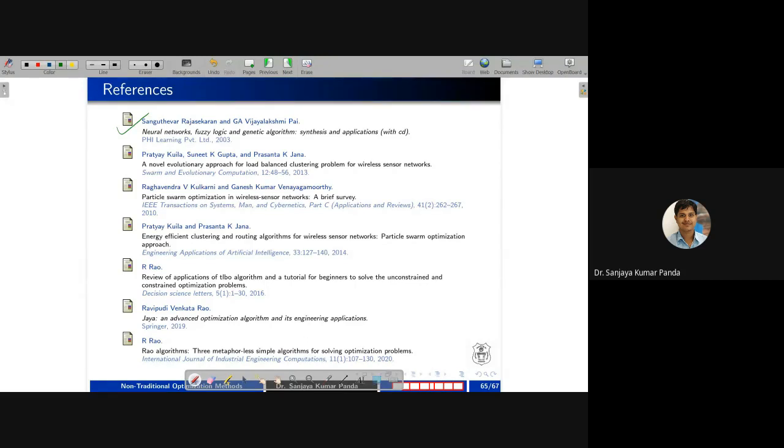And if you want a research article, you can refer to this particular research article for genetic algorithm, right? But it is in the field of wireless sensor networks. If you have a little bit of knowledge of wireless sensor networks, you can understand it more clearly.